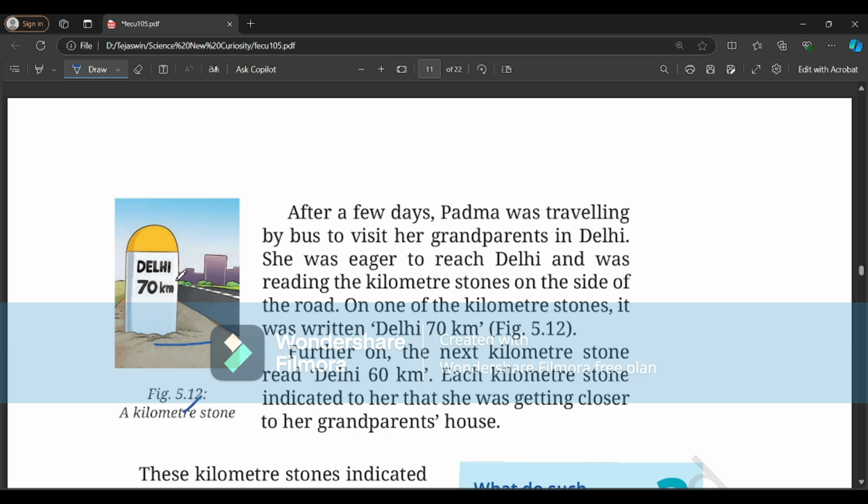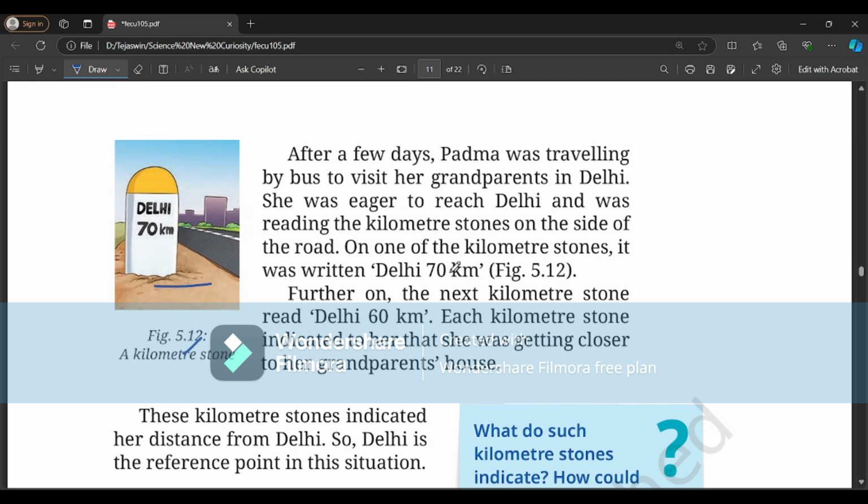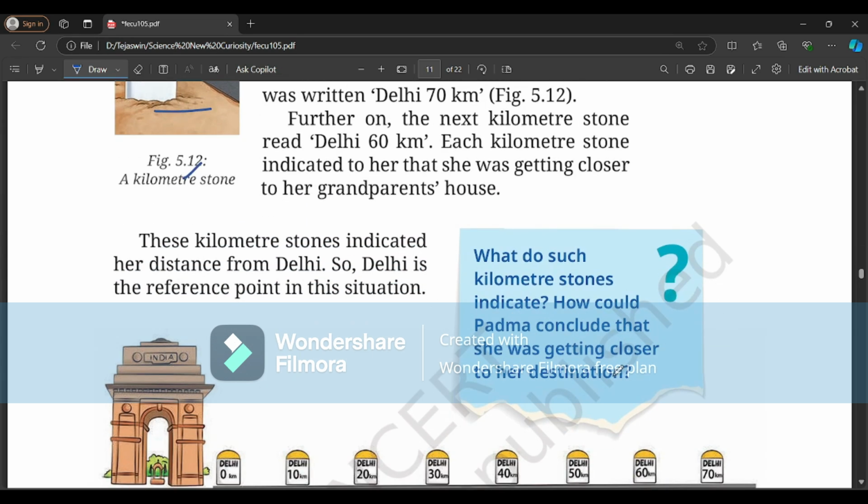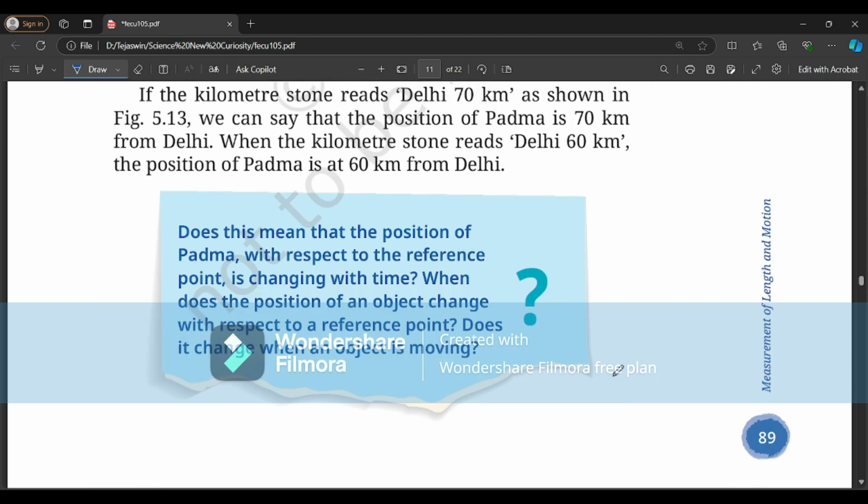For example, here Padma was traveling by bus to visit her grandparents in Delhi, and she was eager to reach Delhi and was reading the kilometer stones on the side of the road. One kilometer stone said 70 kilometers, and then after 10 kilometers the next stone said Delhi is 60 kilometers. So each stone indicated that she is getting closer to the reference point. We understand that the position of Padma changes with respect to the reference point with time. As the bus moves towards Delhi, the position of Padma changes with respect to the reference point, that is Delhi here.